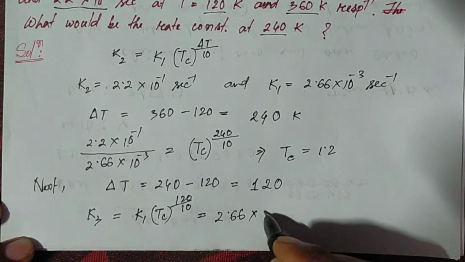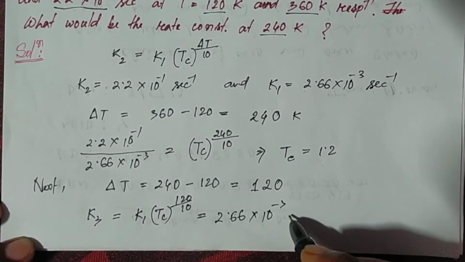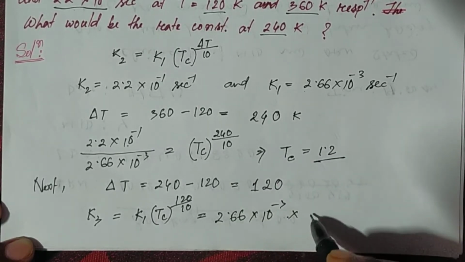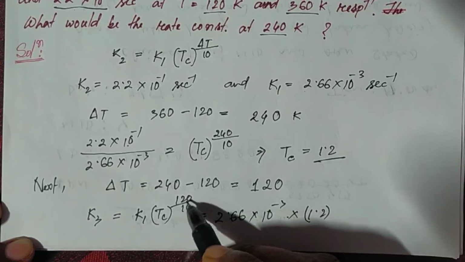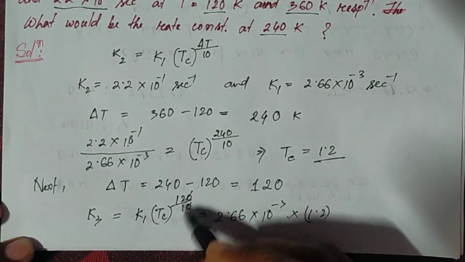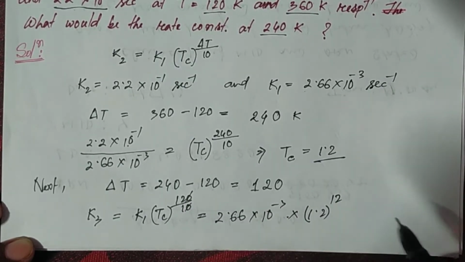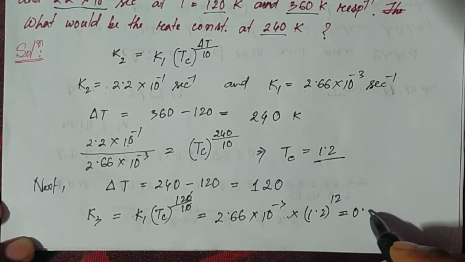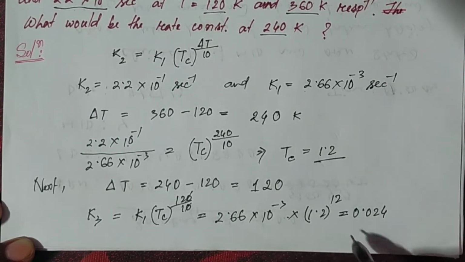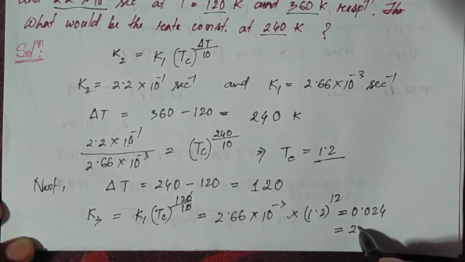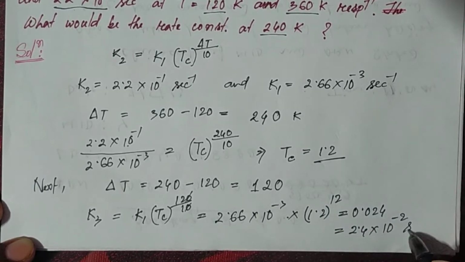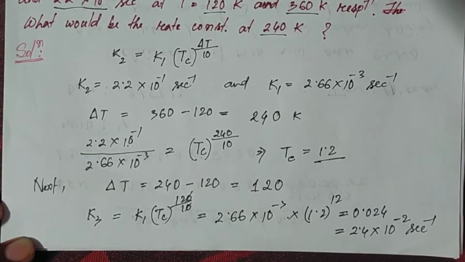Okay, k1 is this one, 2.66 into 10 to the power minus 3, and tc is this one, 1.2, and here it will be 0, it will cut off, and here it will be 12, and it will give you 0.024, or you can write 2.4 into 10 to the power minus 2 second inverse.